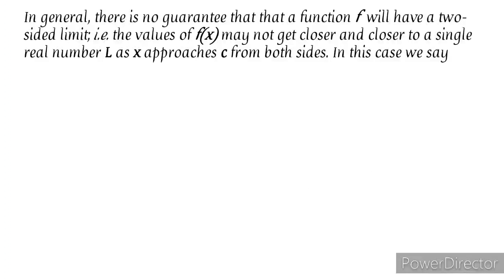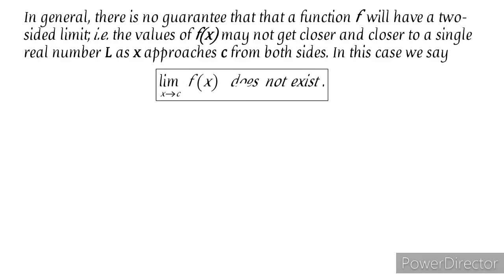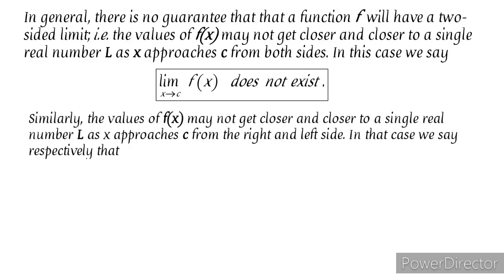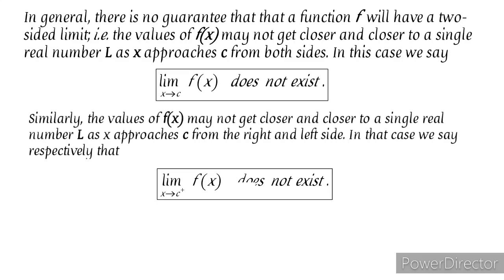In general, there is no guarantee that a function f will have a two-sided limit, that is, the values of f of x may not get closer and closer to a single real number L, as x approaches C from both sides. In this case we say, limit of f of x as x tends to C does not exist. Similarly, the values of f of x may not get closer and closer to a single real number L as x approaches C from the right or left side. In that case we say respectively that the one-sided limit does not exist.